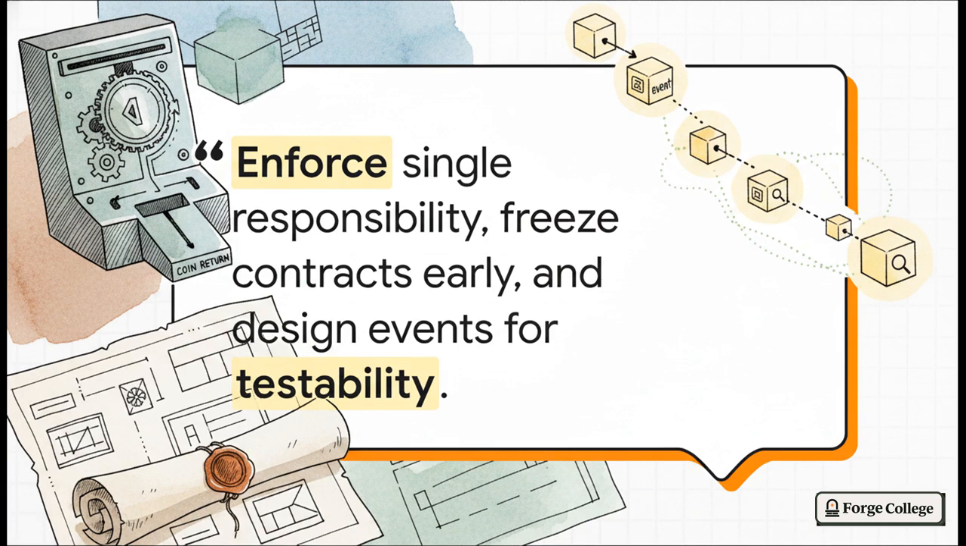Second, freeze integration contracts early. Lock in those blueprints before you start laying the heavy bricks of complex business logic. You don't change the floor plan once the foundation is poured, right? And third, design events for testability. Every time a module executes an action, it should leave a reliable, on-chain paper trail that we can easily verify. Follow these rules, and for sure, you'll sleep very soundly at night.